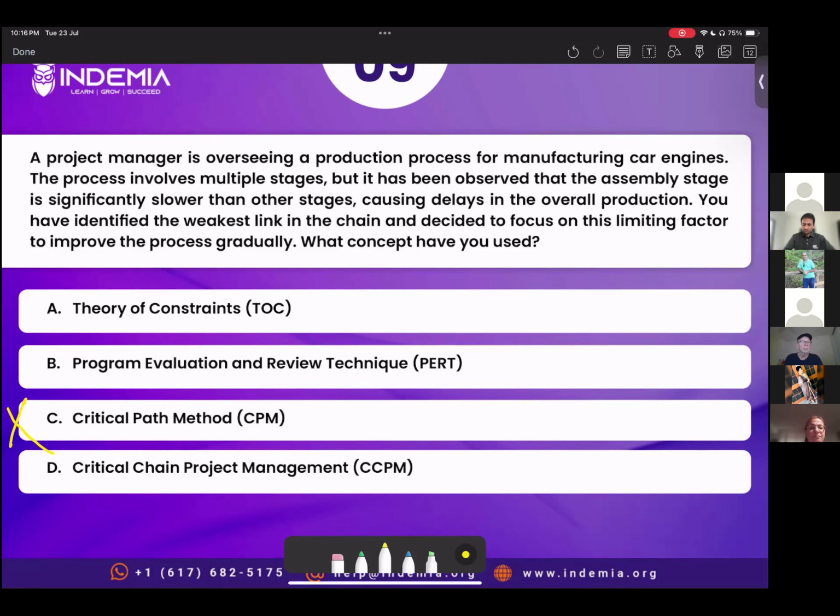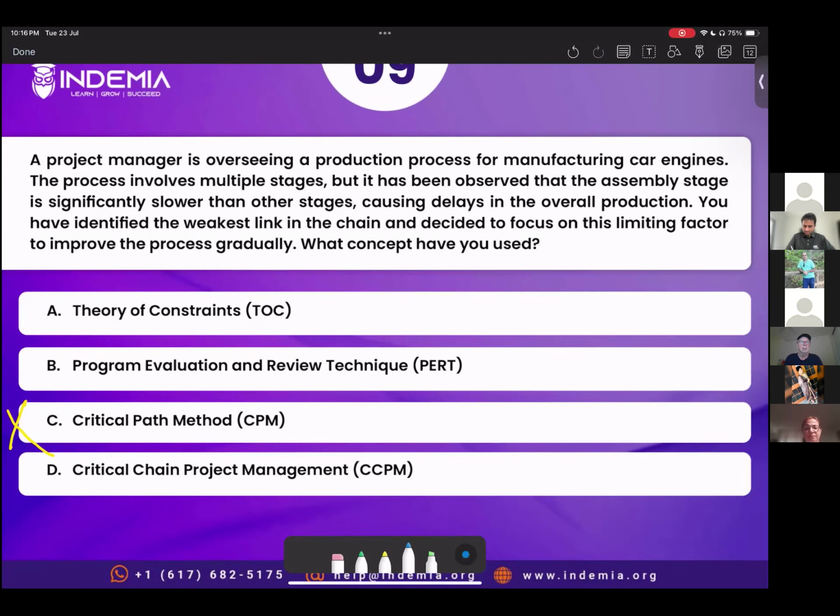Program evaluation and review technique, PERT. PERT is, we talked about beta estimate, if you recall. The other name of beta estimate is PERT, right? We discussed that. So it has nothing to do with the statement.